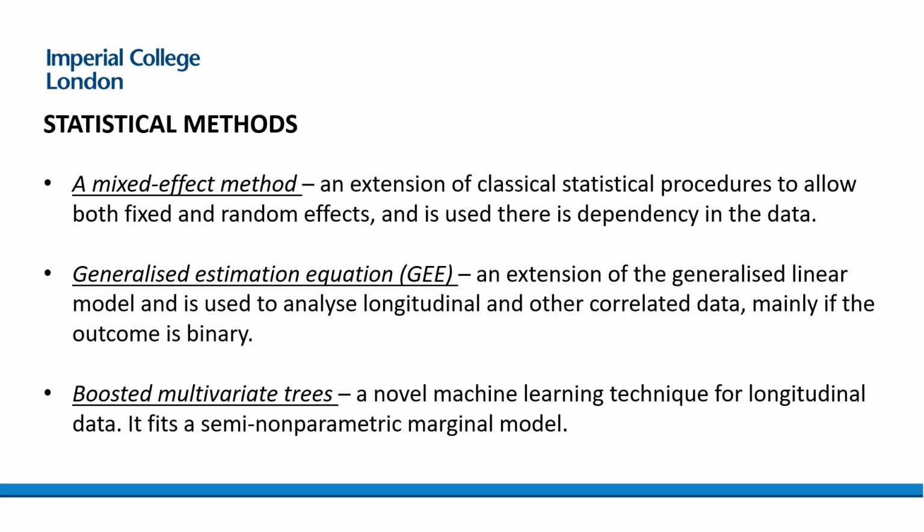In these models, the dependency of observations within a subject is adjusted by specifying a so-called working correlation structure for repeated measurement of the outcomes. We use an autoregressive correlation structure, which was selected by the quasi-likelihood under the independence model criterion. And the final model method was boosted multivariate trees, which is a novel machine learning technique for longitudinal data.